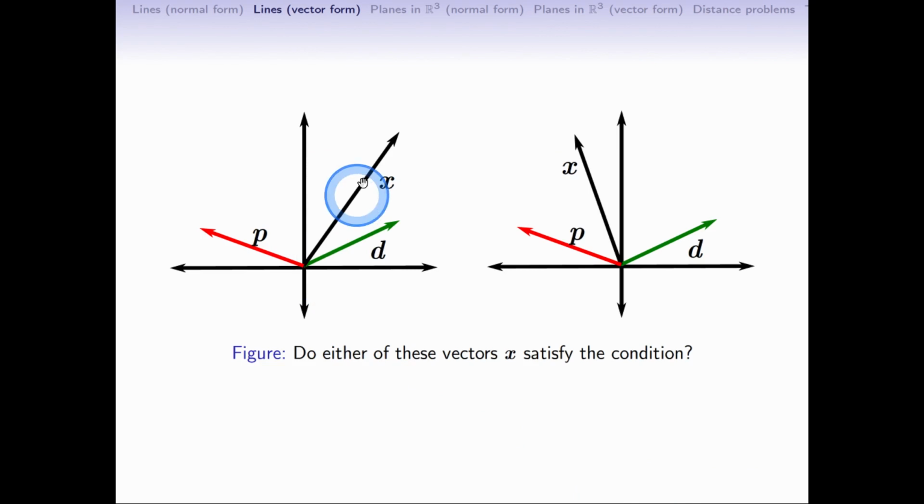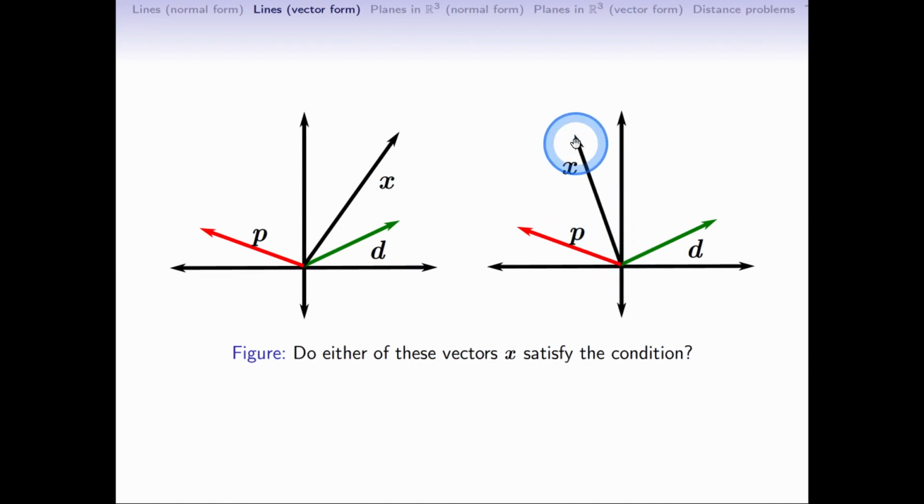If I look at this vector x, do I want to keep this one or do I want to throw this one away? Well, the acid test, the test for whether we keep it or throw it away, is the displacement from P. So is x minus P parallel to D? So think about that picture. And let's go over here. Should I keep this vector or should I throw it away?